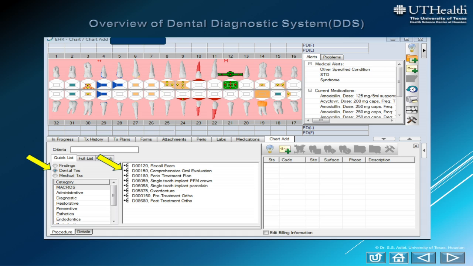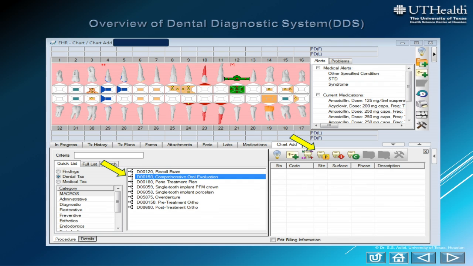you most likely start with the code D0150, with the description of comprehensive oral evaluation. Then you will need to plan this procedure code by clicking the Plan tab with the yellow arrow pointed here.